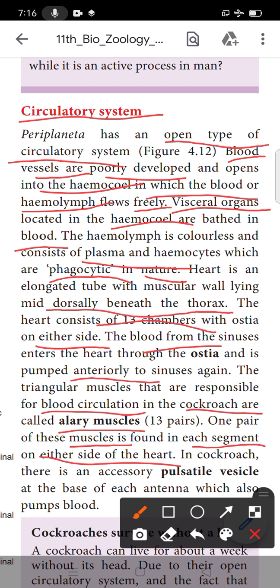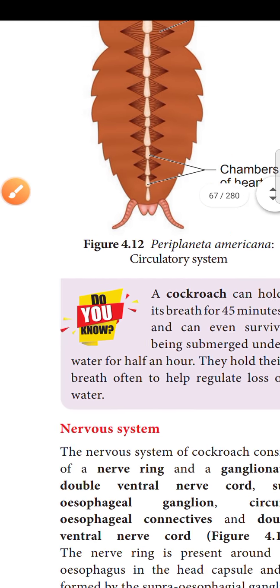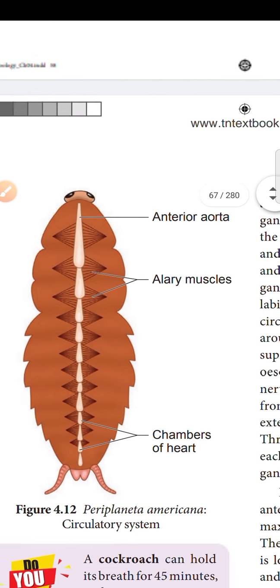One pair of these muscles is found in each segment on either side of the heart. In the cockroach, there is an accessory pulsatile vessel at the base of each antenna, which also pumps the blood. Okay, so this is the circulatory system of the cockroach.